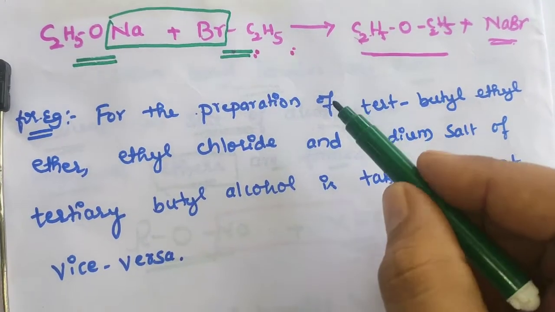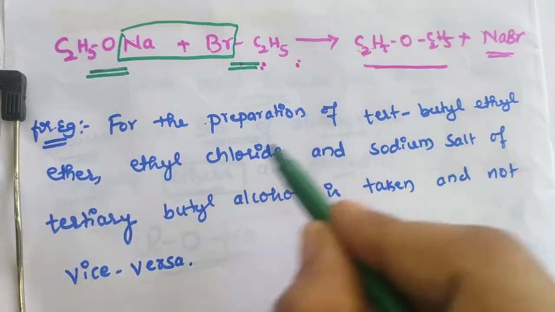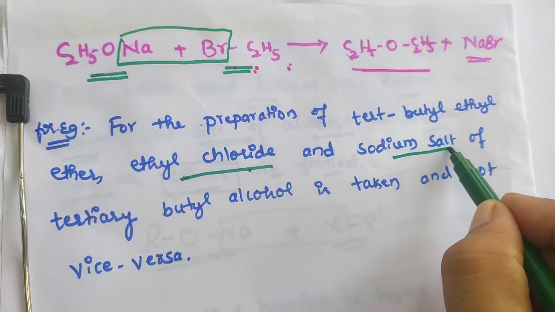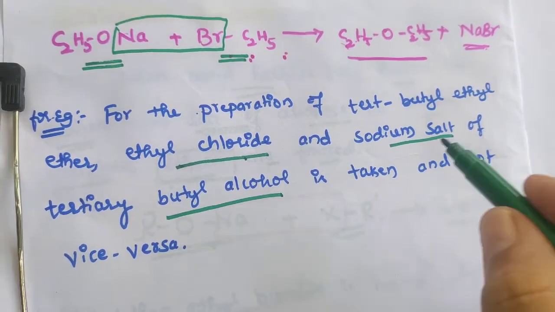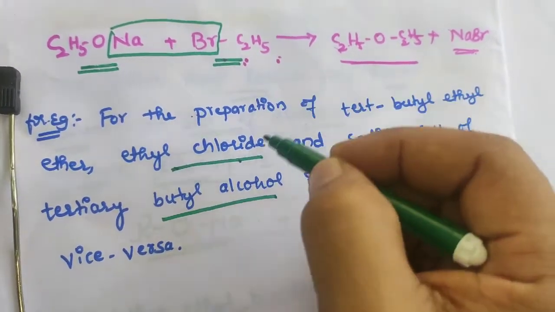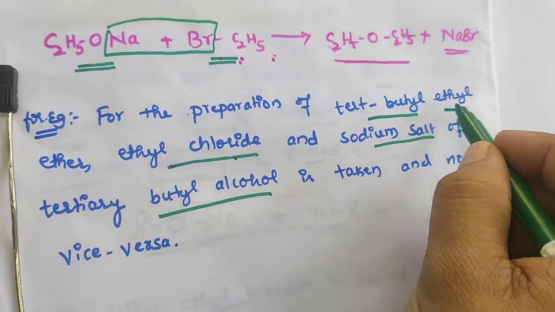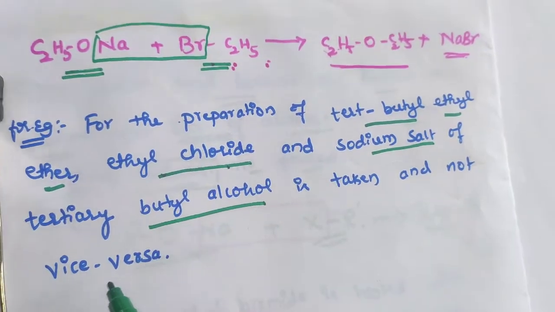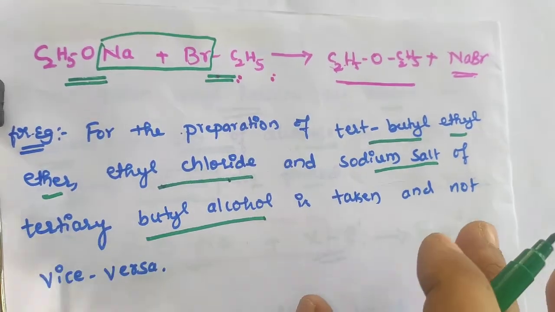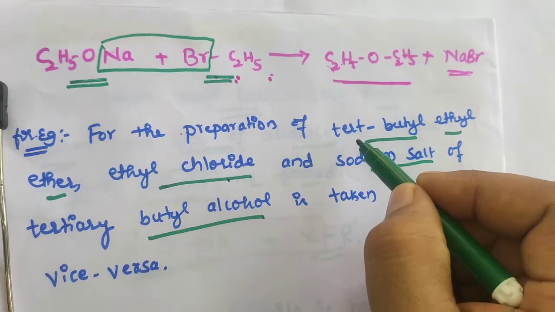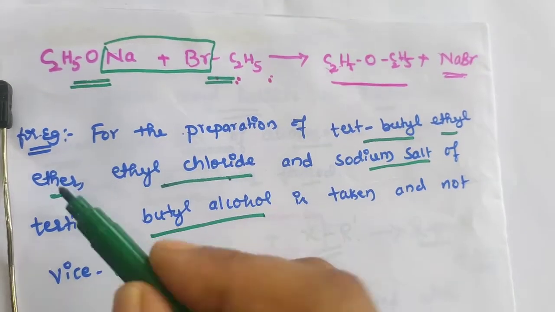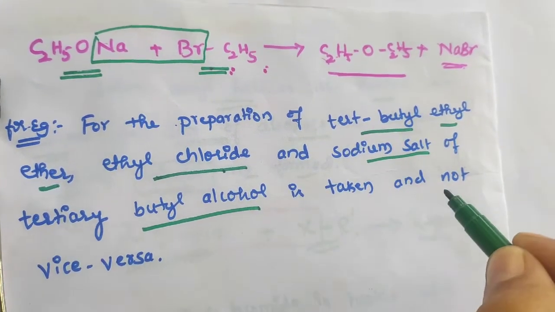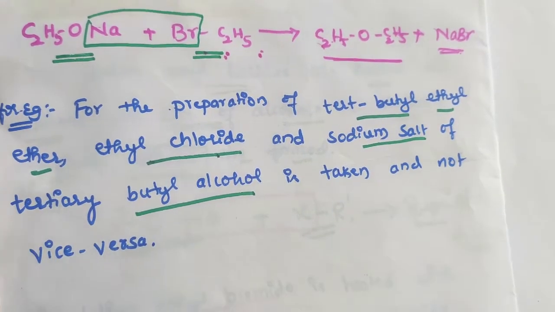See here, we are taking another example for the preparation of tertiary butyl ethyl ether. We are taking ethyl chloride and the sodium salt of tertiary butyl alcohol. Here the product we are obtaining is tertiary butyl ethyl ether. Here the tertiary butyl alcohol is the one taken as the sodium salt, and not vice versa. So now we take the preparation of tertiary butyl ethyl ether using ethyl chloride and the sodium salt of tertiary butyl alcohol. What is the product we will get here? Now let us learn about that.